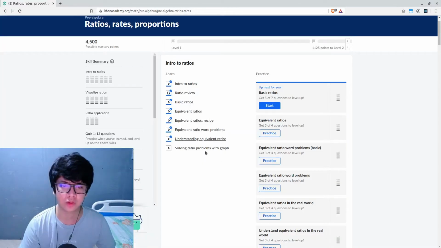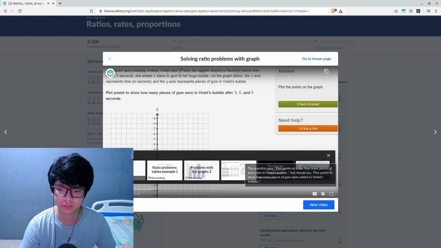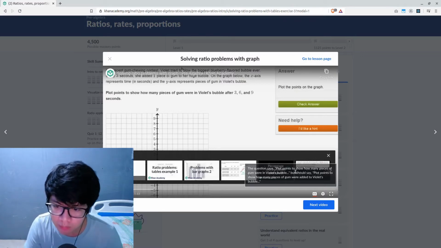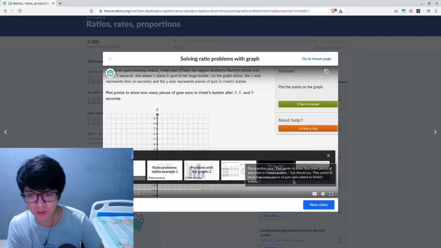Okay, cool. Solving ratio problems with graphs. Plot points to show how many pieces of gum were in the pot. Show how many pieces of gum added to Violet's bubble.